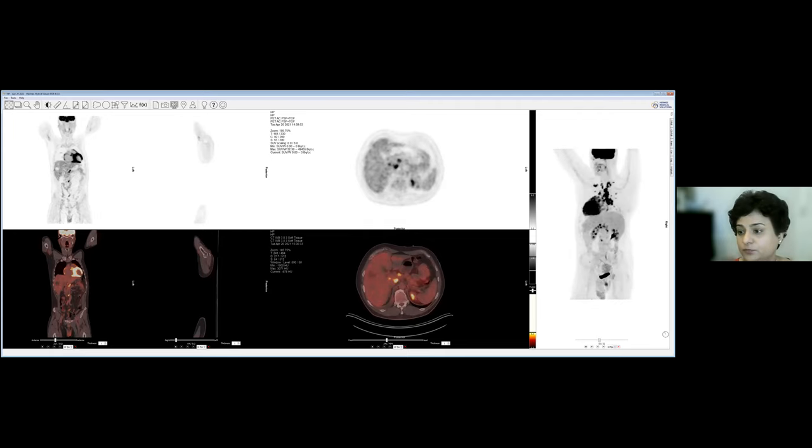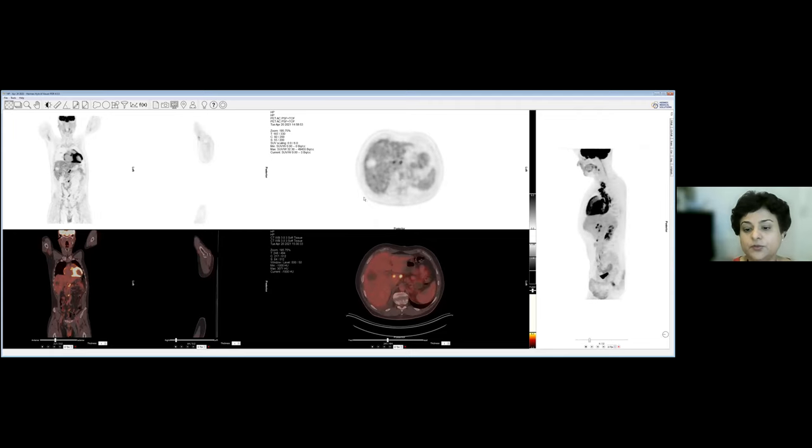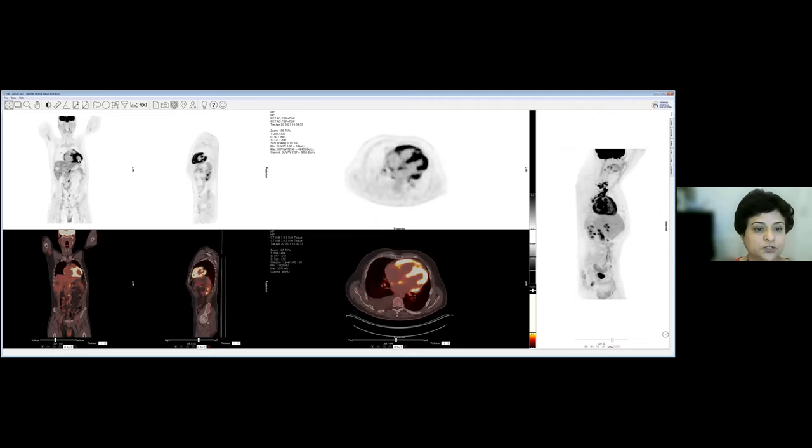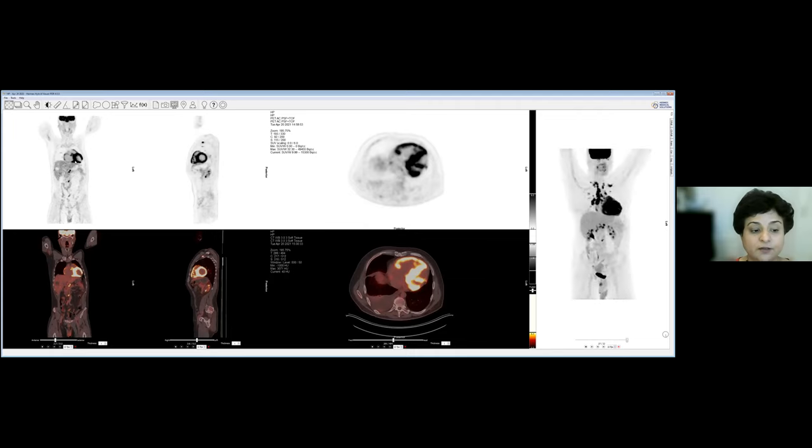And as I mentioned, as we saw those nodes, there are some abdominal nodes as well. So in patients like this, the question is generally, do we have a final proof? What is the underlying pathology? In all likelihood, this patient does have sarcoidosis.